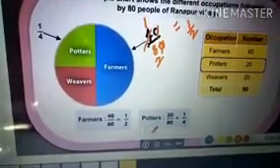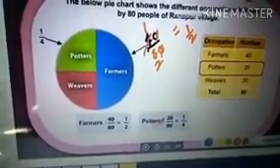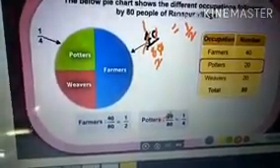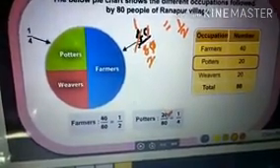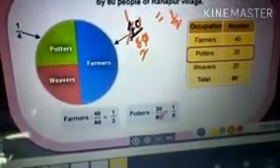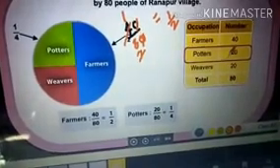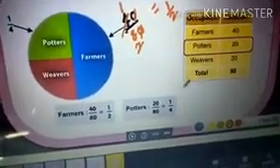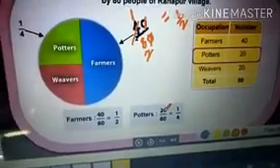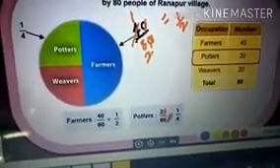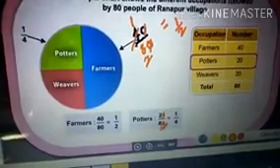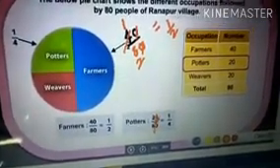So children, now listen, the potters' portion is 20 divided by 80. Out of 80, how many potters are there? 20. So 20 divided by 80. Again the same, like we cut here. We cut the 0, both are 0. Then what do we have? 2 divided by 8.